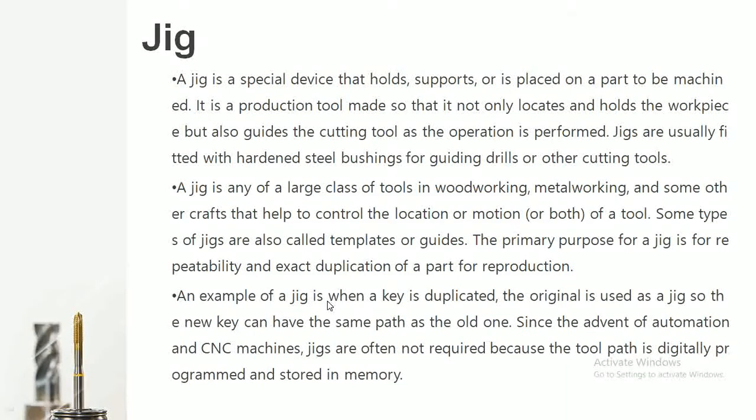An example of a jig is when a key is duplicated. The original is used as a jig so that the new key can have the same path as the old one. Rather than this example, one can simply consider a simple block with a hole at the center.